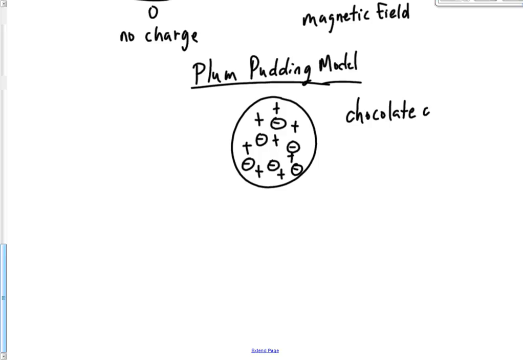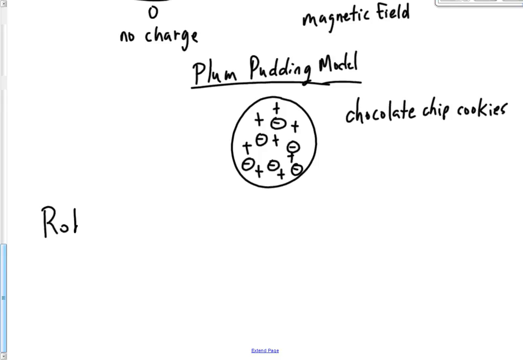chocolate chip cookies. Probably not a whole lot of you eat plum pudding or even know what plum pudding is. So if you look at this as a chocolate chip cookie, the cookie part of it is the positive atom, and the little chocolate chips are the little electrons kind of interspersed in there. Okay. So plum pudding model, that's important for you to remember.